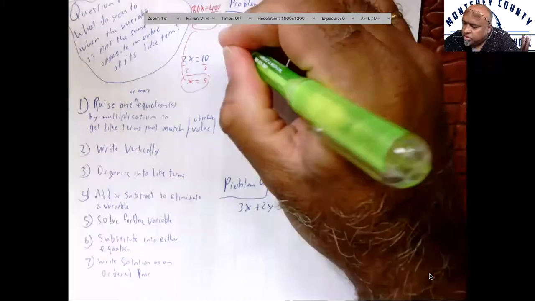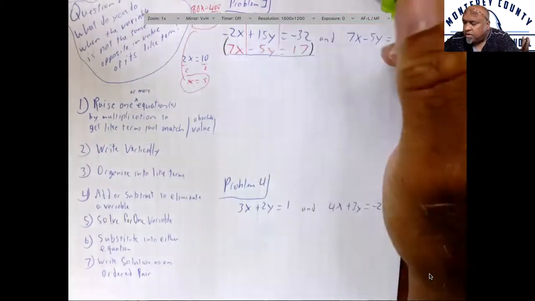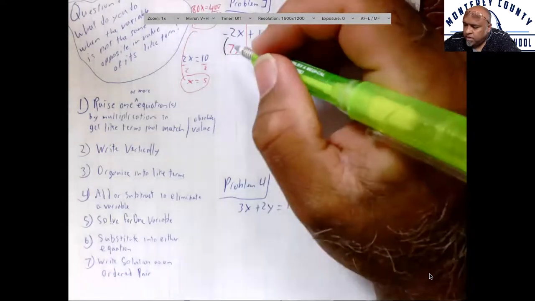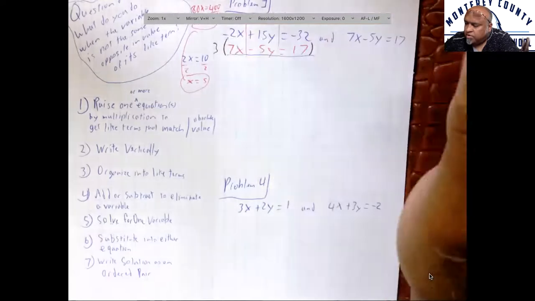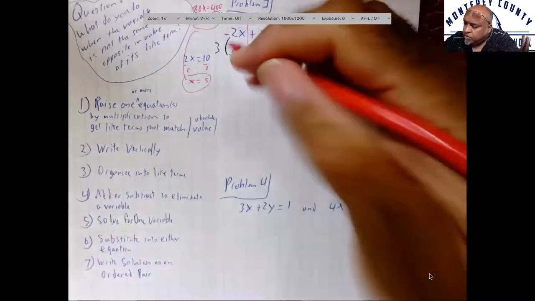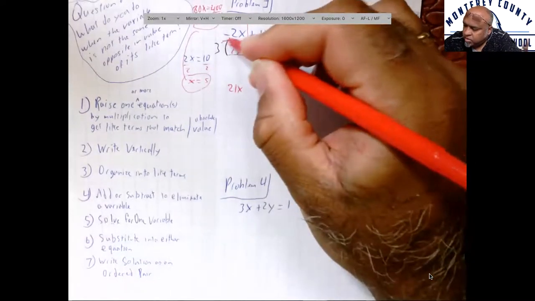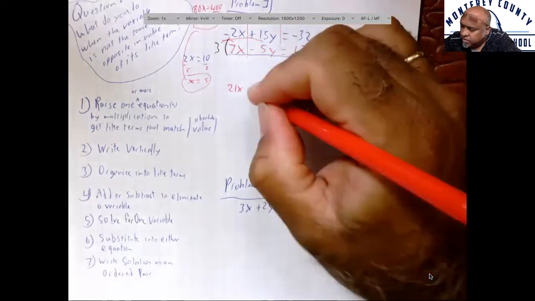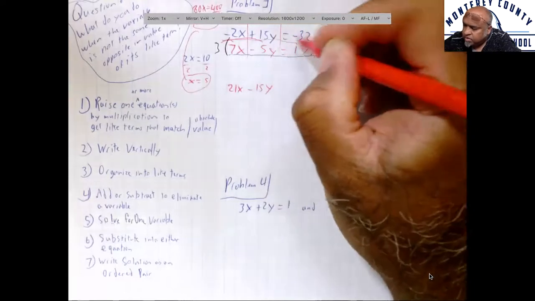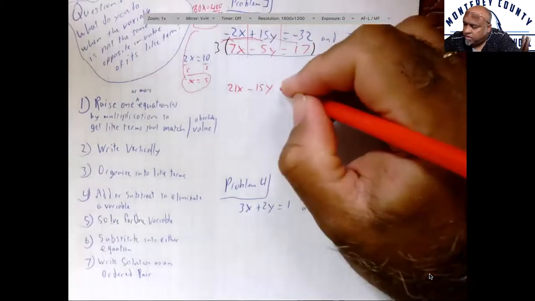Now, why am I picking 3? You have to have your eyes on the prize here. I want you to look at the goal of what this is going to be. So if I multiply the entire equation by 3, then 3 times 7x would be 21x. 3 times negative 5y would be negative 15y. And 3 times 17, 7, 14, 21, would be 51.